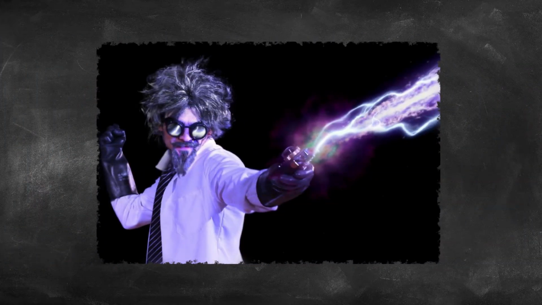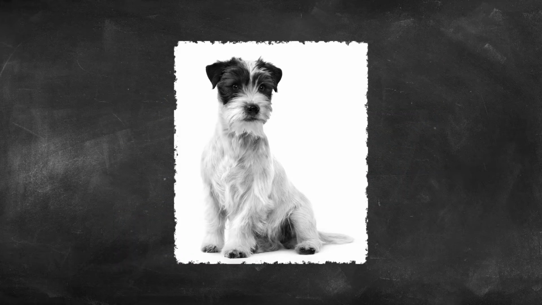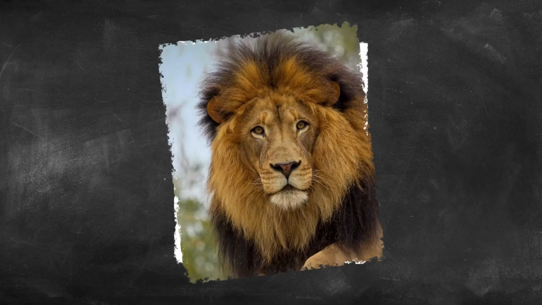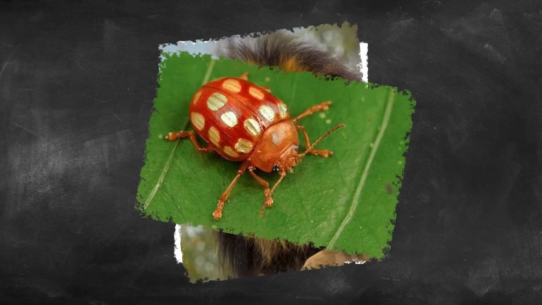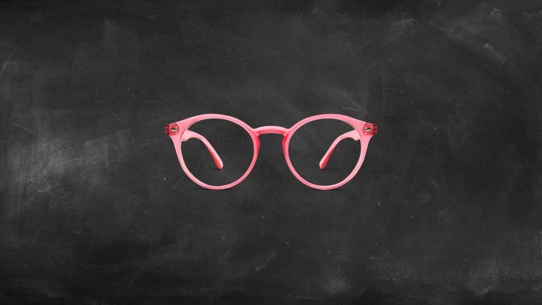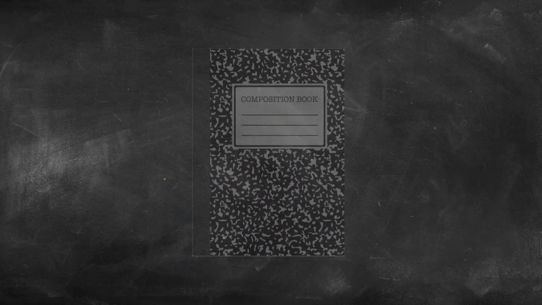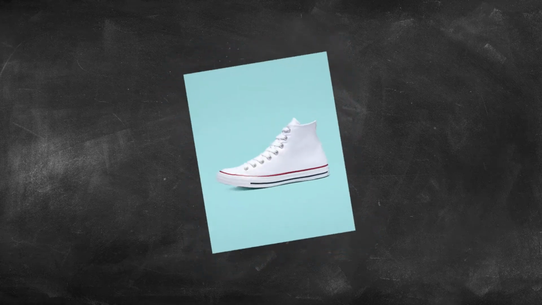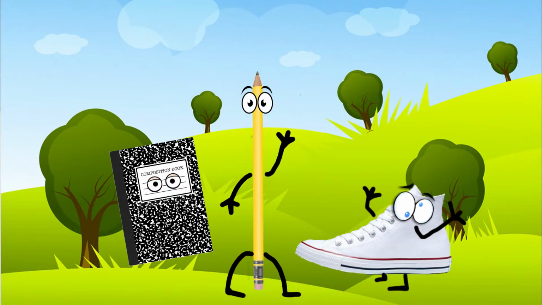A character is who is in the play. Now, a character can be a person, like you or me, or a doctor or a crazy mad scientist. A character can be anyone. Characters can also be animals, like my dog Henry, or a lion that lives in the jungle, or a teeny tiny beetle. Characters can also be objects, like my glasses could be a character in a play, or a pencil, or a notebook, or even a shoe. They could all come to life and go on a great adventure in our play.